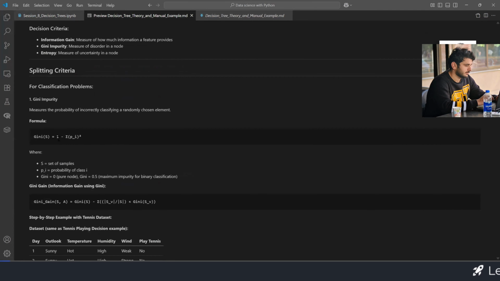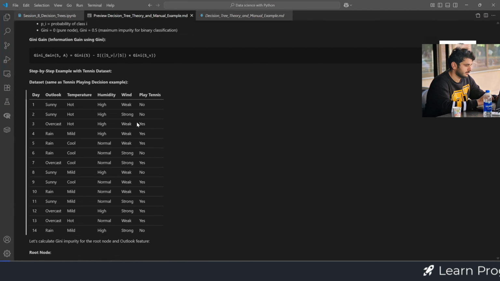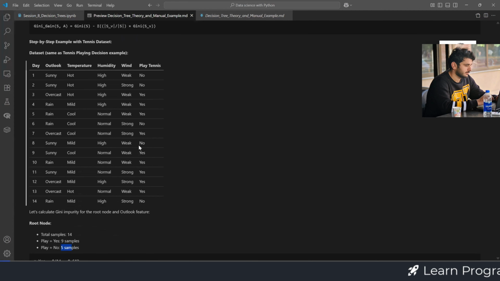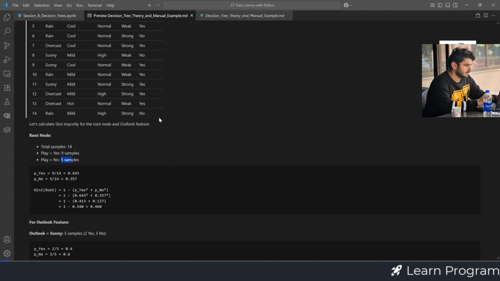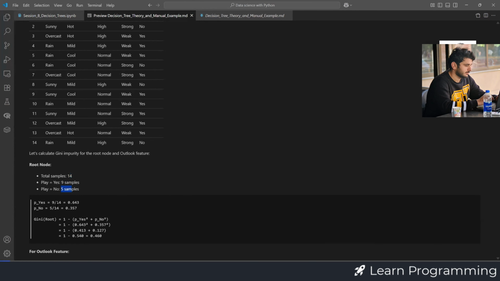Now, if we take a look at this formula, what we need here is probability. P is basically probability, and i means the probability of a class. In this particular case, we have two classes, yes and no, so we will go with both of them. For example, the probability of yes is 9 by 14. There are a total of 14 samples, and out of 14, 9 are yes and 5 are no. So that's why P of yes is equal to 9 by 14, and P of no is equal to 5 by 14.